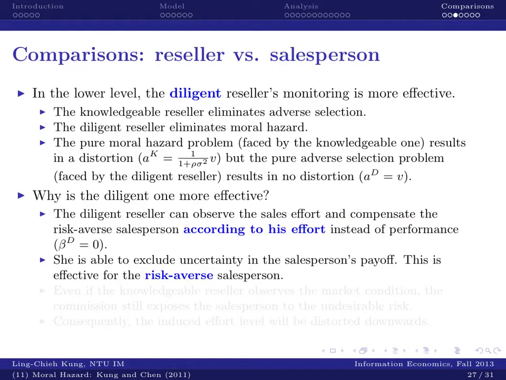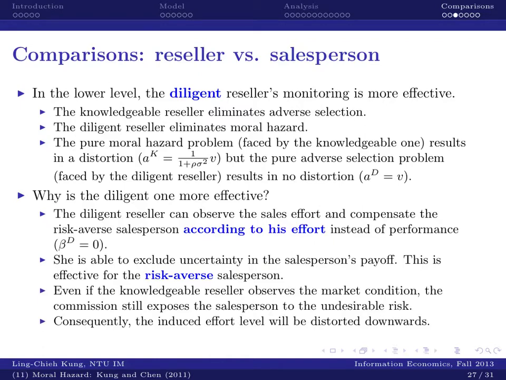If we base compensation on performance, there must be some risk for the salesperson, and that's not effective for motivating a high sales effort. But if we base compensation on effort, okay, then there is no uncertainty for the salesperson. And for the risk-averse salesperson, this is the best way. This is the most efficient way to motivate a high effort. So the diligent reseller can exclude uncertainty in the salesperson's payoff, and that's why the result is more profitable. For the knowledgeable reseller, this is impossible.